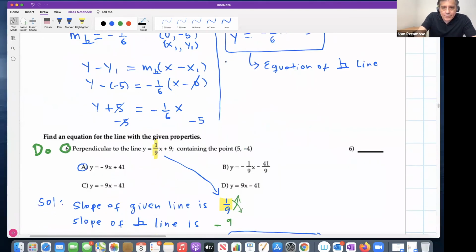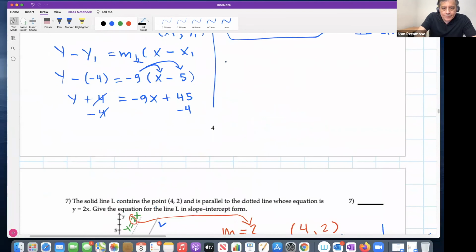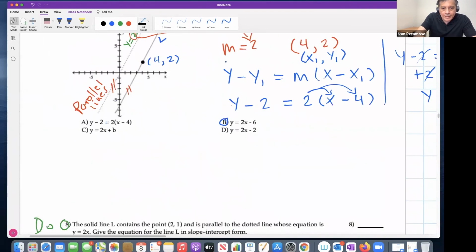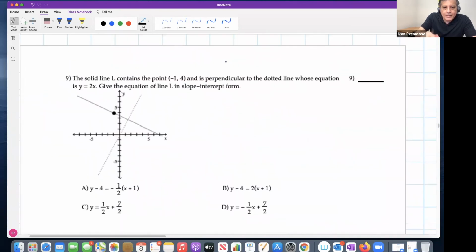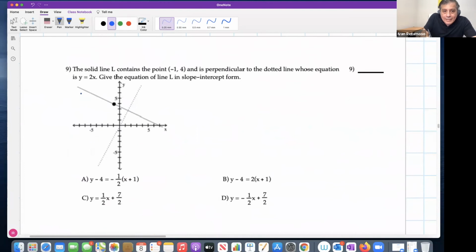Let me show you this one. This is with parallel lines, but we should do it with perpendicular lines now, and then you will do the next, okay? Let's talk about this. Suppose they say the solid line, let's call it L, contains the point -1,4. That's 1 to the left, 4 up. This is the point -1,4, right?